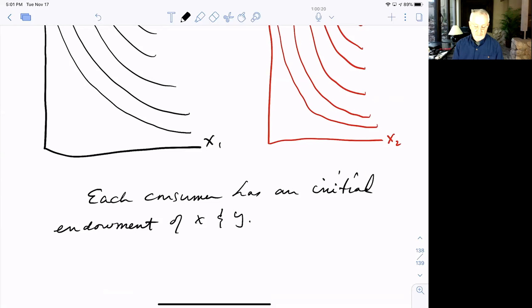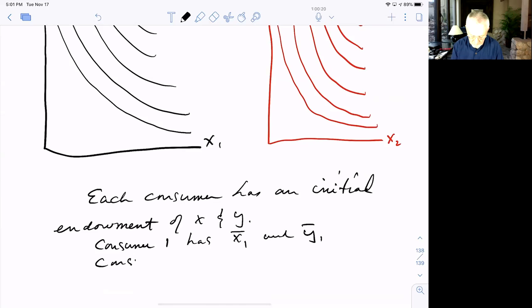So each consumer, where the consumer got it, we're not too concerned about. We're just saying the consumer has some quantity of X and Y to begin. So consumer one has, we'll say, this amount of X. I'm going to put a bar over the top to indicate that that's this consumer's endowment, and this amount of Y. And consumer two also enjoys an endowment. So consumer two has this amount of X and this amount of Y.